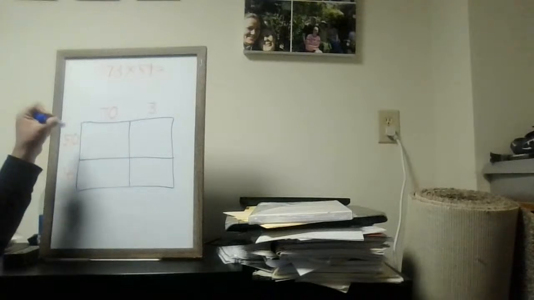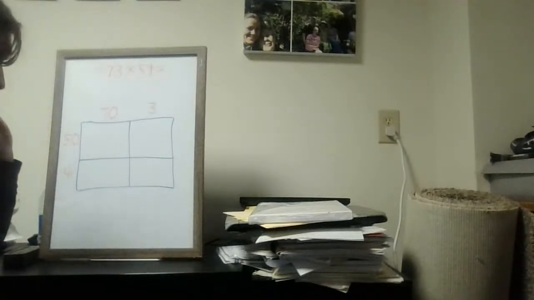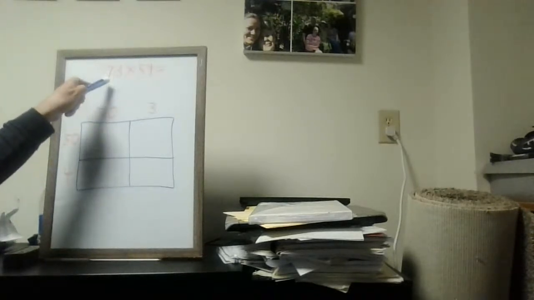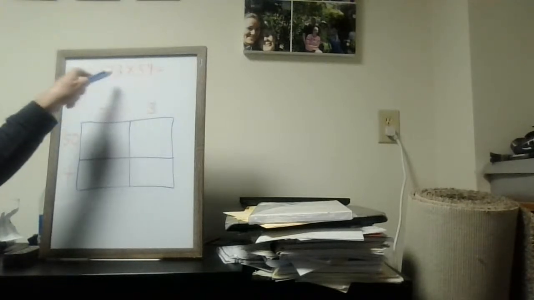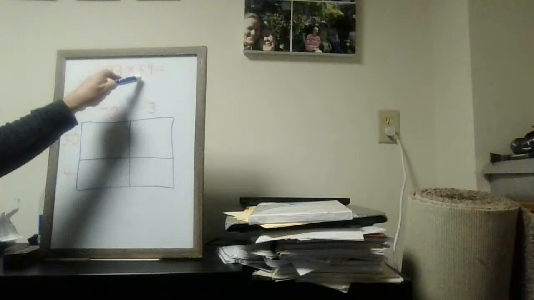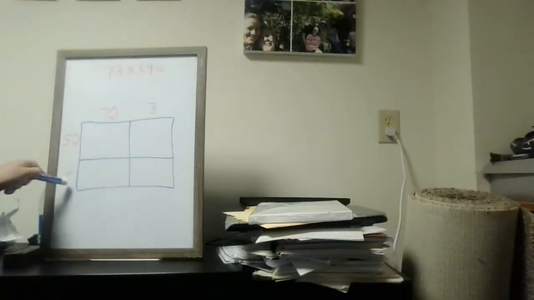73 times 54. How do we solve that problem using the area model? So I'm going to get right into it. As you can see, I broke down each number in expanded form here. We have 70 for 7 tens and 3. We have 50, 5 tens and 4 ones.